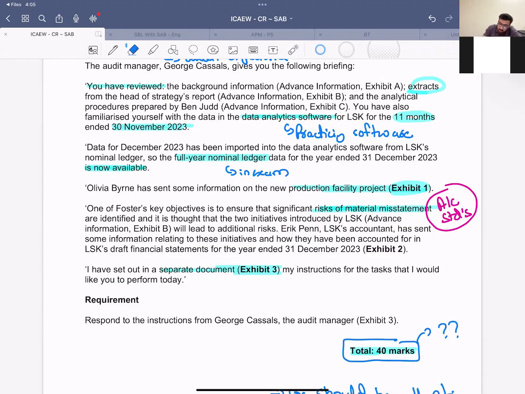Will lead to additional risks. So Eric Penn, LSK's accountant, has sent some information relating to these initiatives and how they have been accounted for in LSK's draft financial statements, 31st December 2023. A common mistake that I see is wrong accounting treatment, and we have to investigate that, okay?